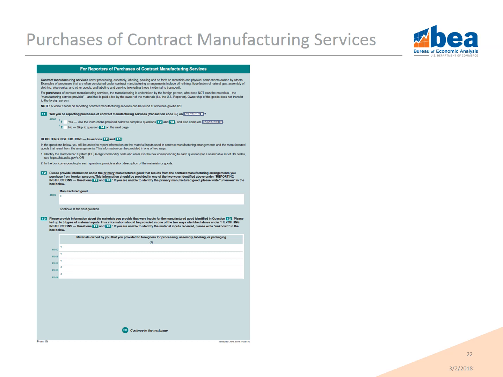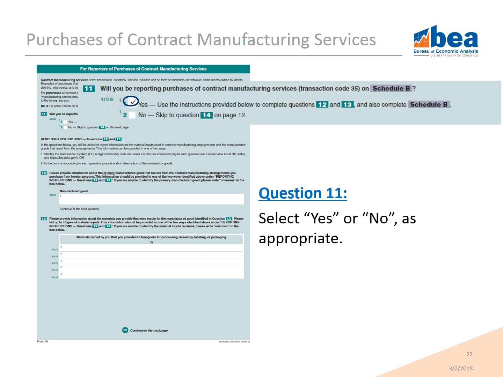After completing questions 6 through 10 on pages 8 and 9, the U.S. reporter in this example should mark yes to question 11 on page 10, indicating that they will be reporting purchases of contract manufacturing services on Schedule B of the survey since they exceeded the $1 million combined reporting threshold for Schedule B.